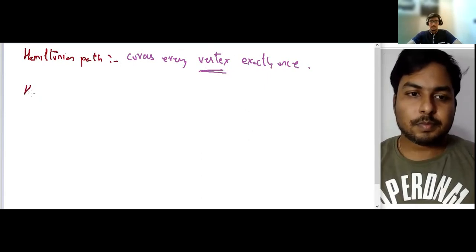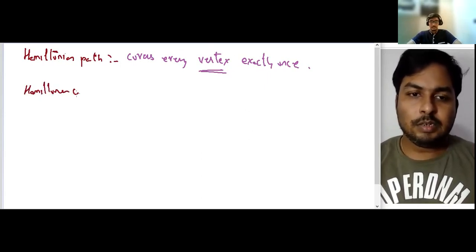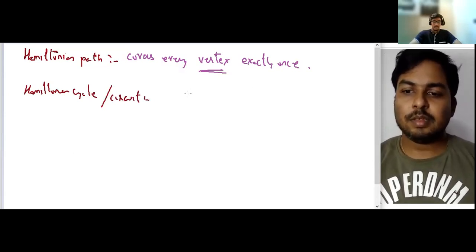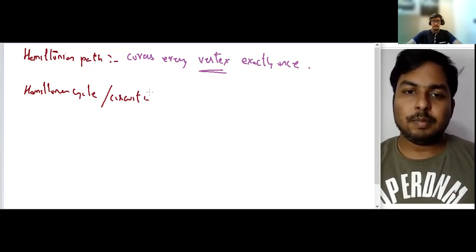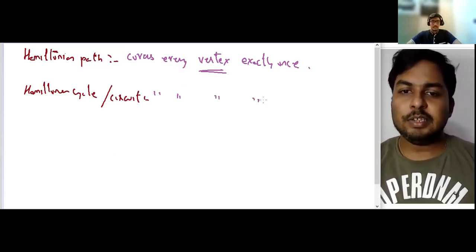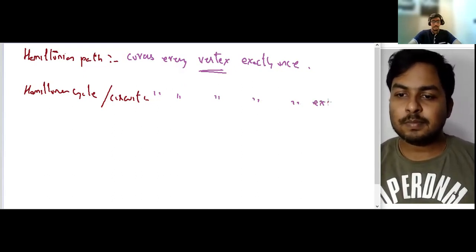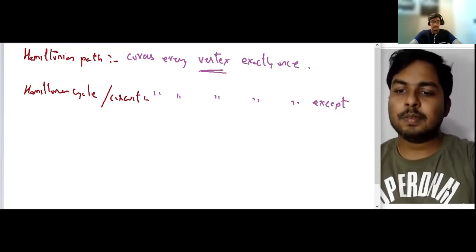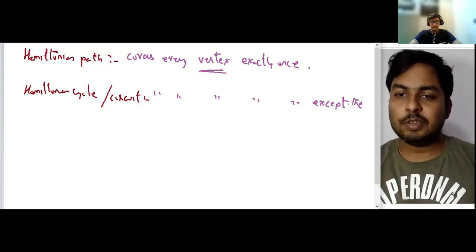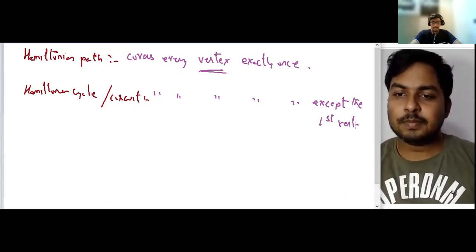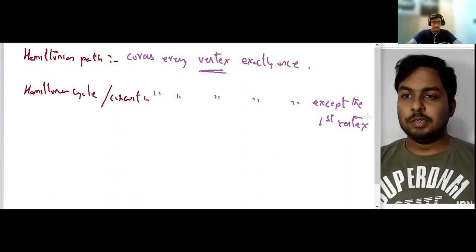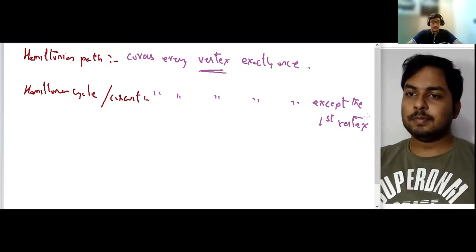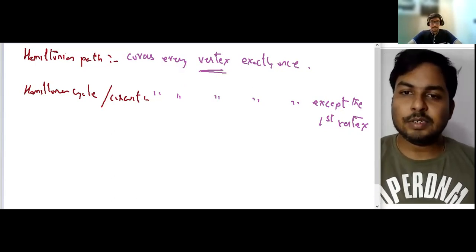Next, Hamiltonian cycle or Hamiltonian circuit. Same. It covers every vertex exactly once, except the first vertex, because the first vertex is covered 2 times. Understood? Yes, sir. The last definition.